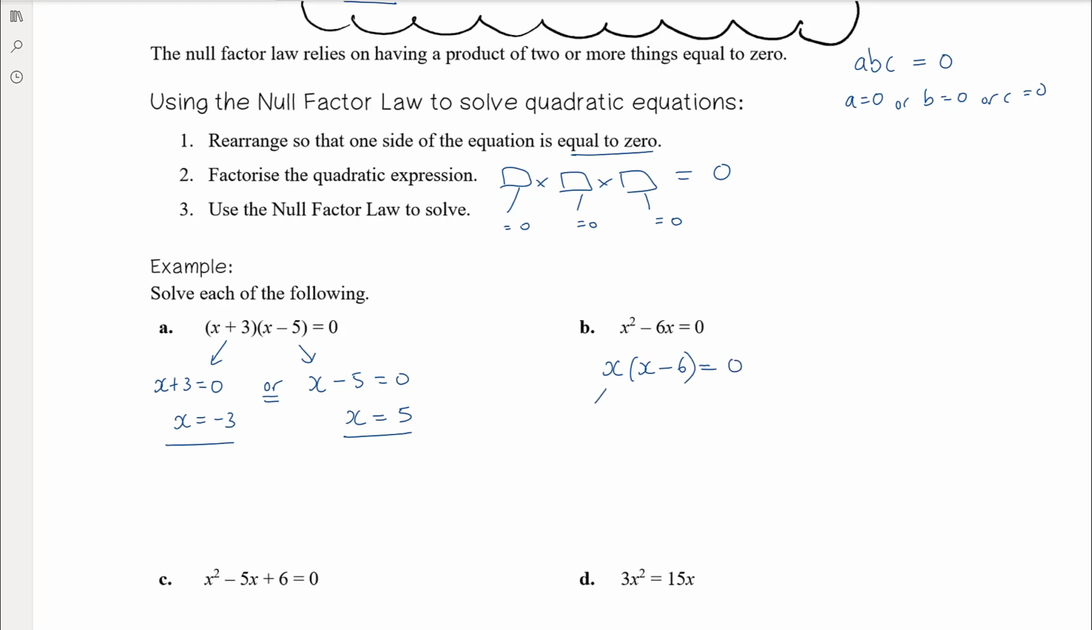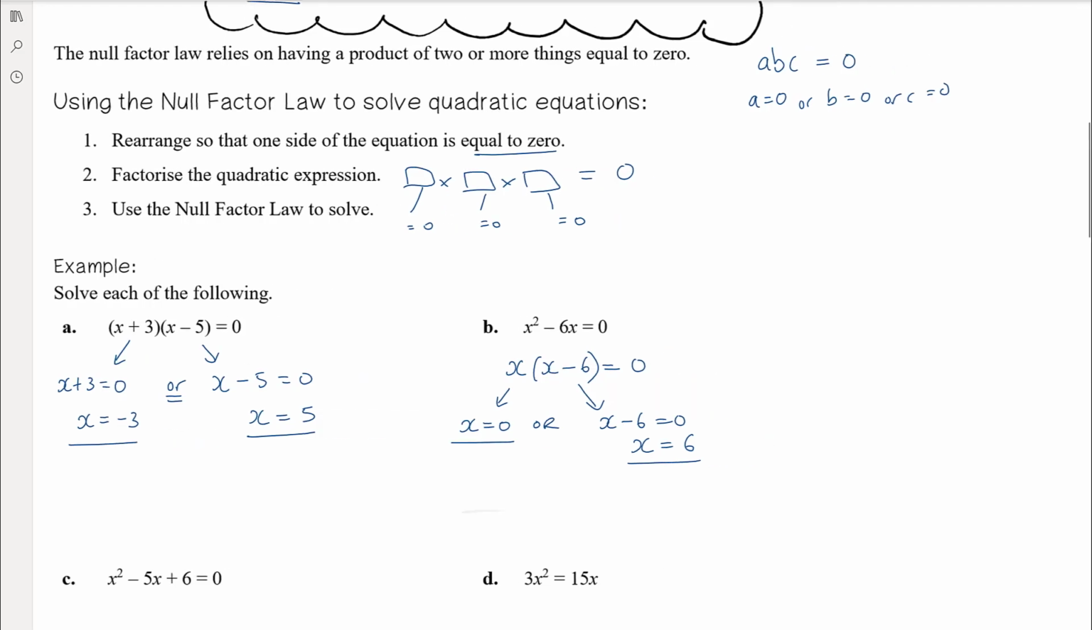And then we use our null factor law. So either x equals 0 or that bracket, x minus 6, must equal 0. Those are the two things that are multiplying together to equal 0. So one or other or both of them must be 0. X equals 0, therefore, is a solution to the equation. Solving this one gives us x equals 6. So there are 2 possible solutions to the equation.